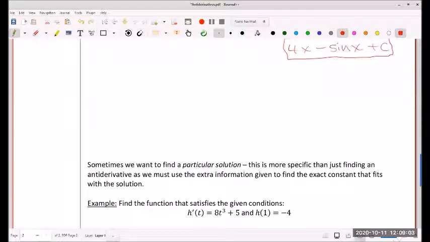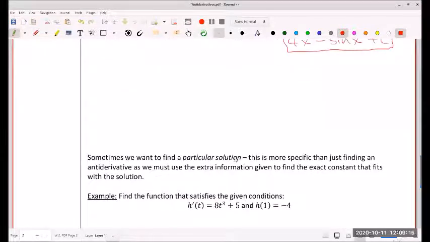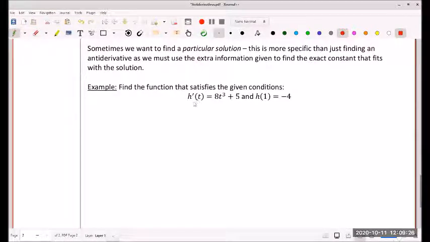Now, sometimes we want to find a particular solution. Remember, all these solutions up here are a family of solutions, and the families are given by basically different values of that constant. If we want to find a particular solution, then we need to find a value of that constant. And what we need is one more piece of information. So for instance, on this problem, we want to find h such that the derivative h prime is equal to 8t to the third plus 5. And then we also want to evaluate the function so that when t is equal to 1, h of 1 is equal to -4.